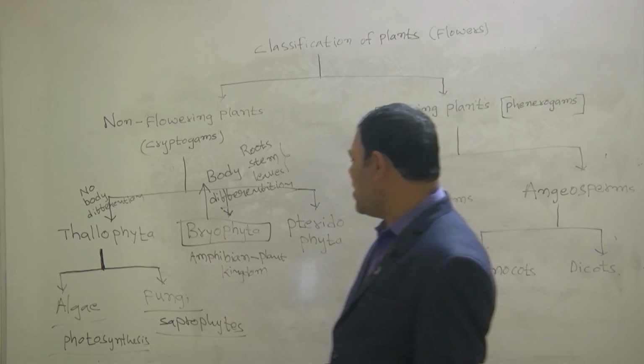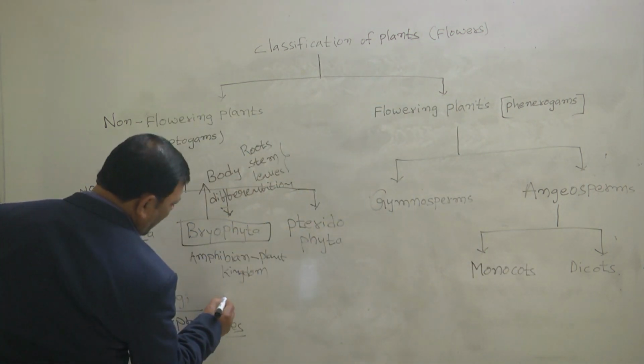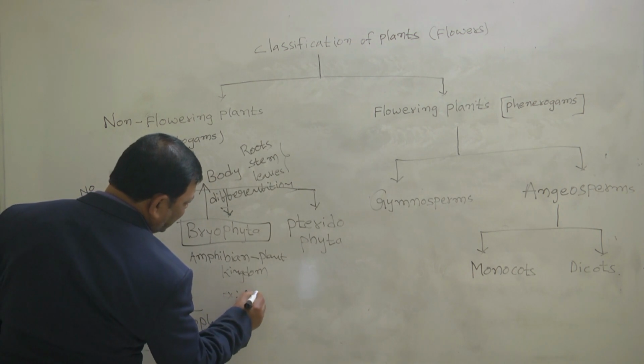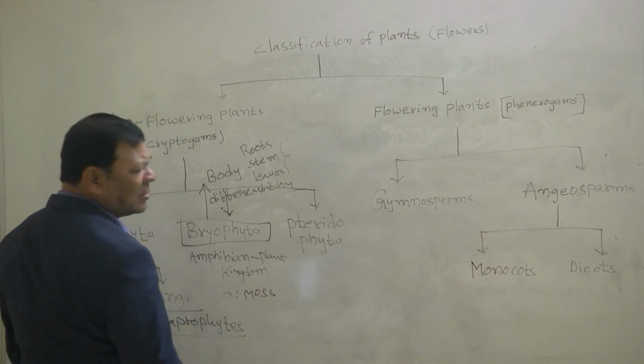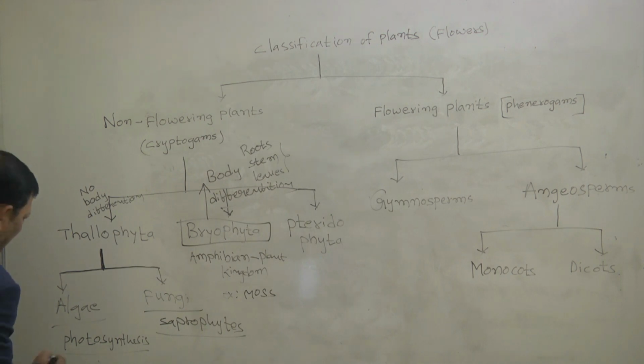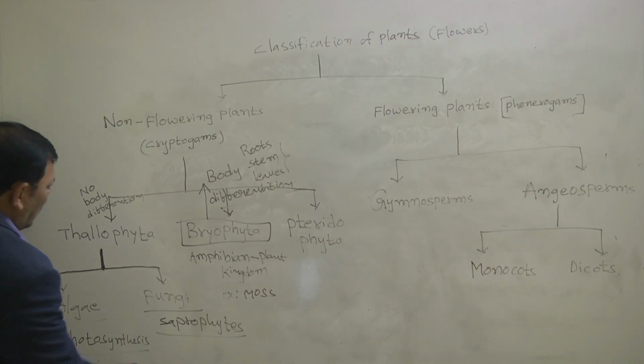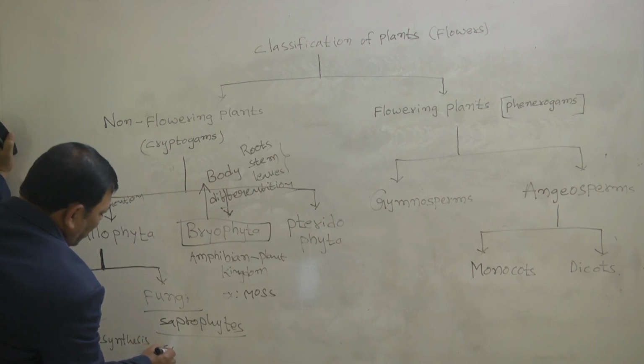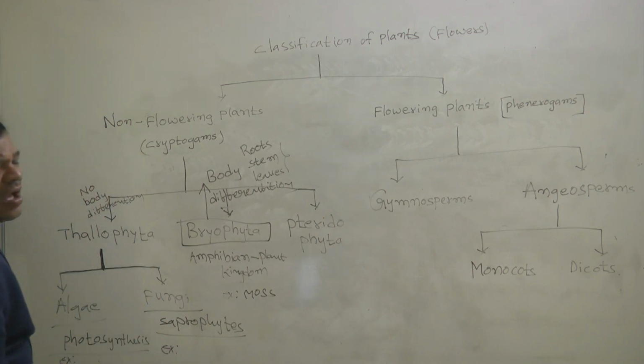Examples of Bryophyta: Marchantia, Funaria. What are the examples of algae? Chlamydomonas, Volvox, Vaucheria. These are the examples. What are the examples of fungi? Mushrooms, bread mold, Mucor, Agaricus, Rhizopus. These are the examples.